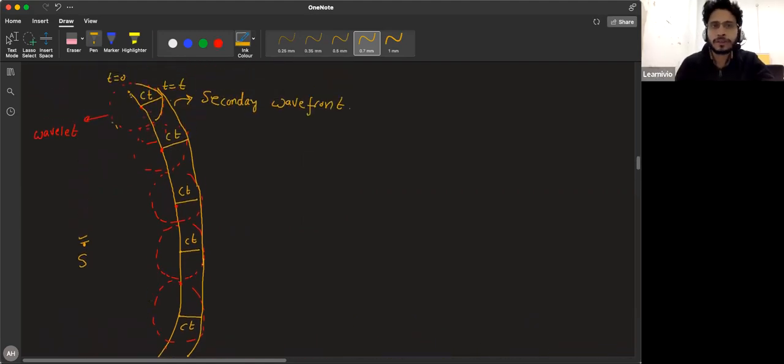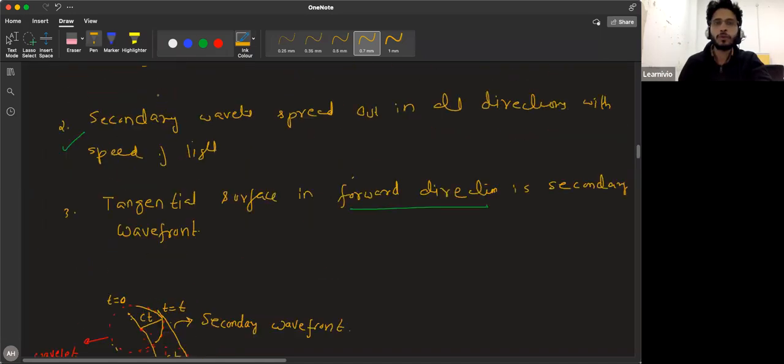And you can say this is the wavefront at t equal to 0. So that means this is the position of your light wave at t equal to 0. After a certain instant of time, your light wave will propagate further. So to explain how this wavefront will travel, we use this Huygens principle.